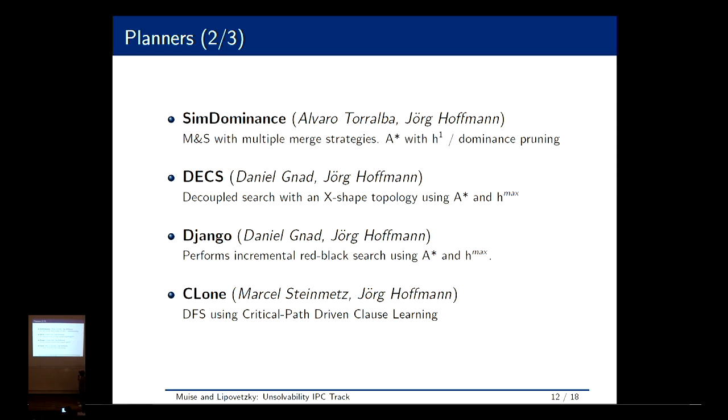DECS, D-E-C-S, is the decoupled search space with an X star shaped topology. This is the decoupled search that you might have seen in the last couple of years. Django performs an incremental red-black search using A star and H max, and I encourage everybody to check all of the planner descriptions, but Django is an extremely fun one to read as well. Clone is a depth-first search using critical path-driven clause learning. I think we'll hear more about this later on in the week.